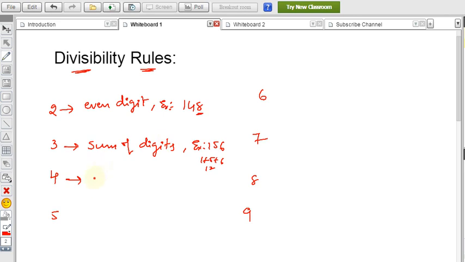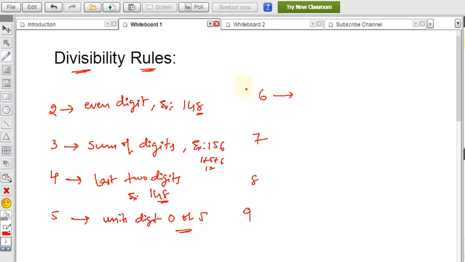For 4, we need to check the last 2 digits. If the last two digits are divisible by 4, then that number is divisible by 4. For 148, 48 should be divisible by 4, then 148 is also divisible by 4. For 5, the units digit should be 0 or 5, then that number is divisible by 5.